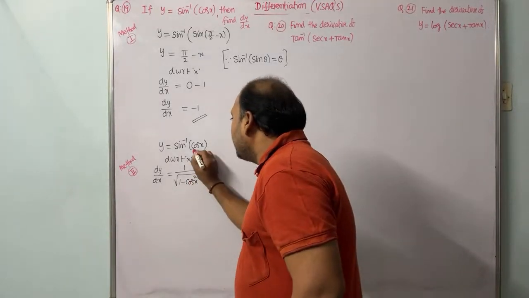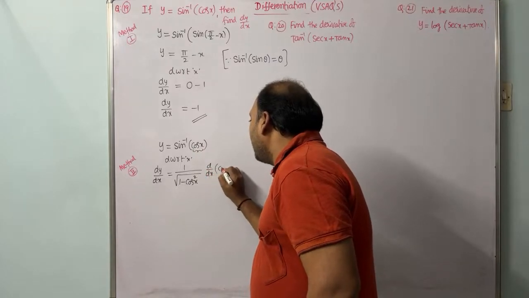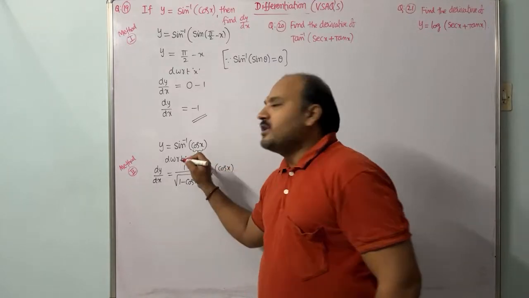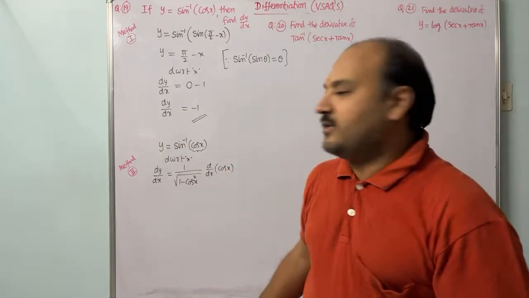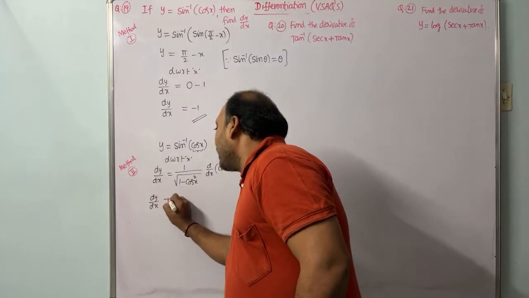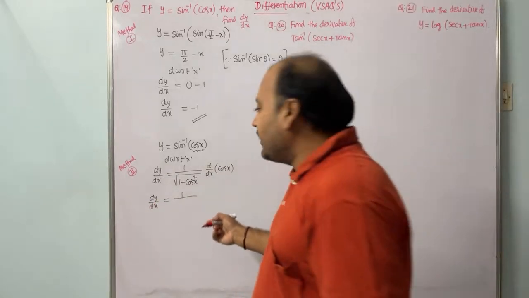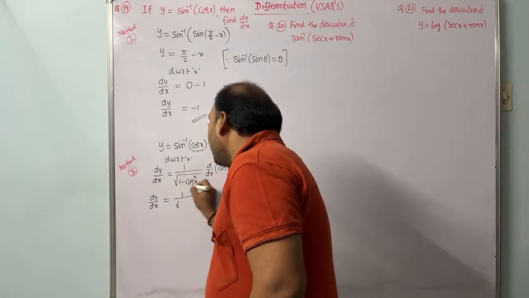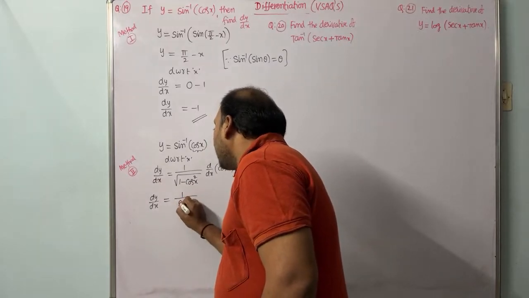Again, what function is involved in this cos x? So d by dx of cos x you have to write. Whatever function is involved inside another function, that function again you have to differentiate. So dy by dx is equal to 1 by root of 1 minus cos square x. 1 minus cos square theta is sin square theta, so root of 1 minus cos square theta value is sin x.